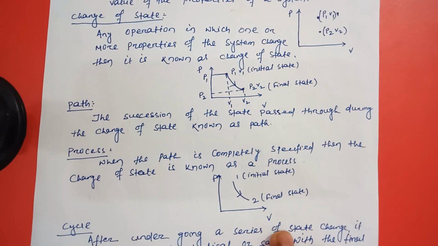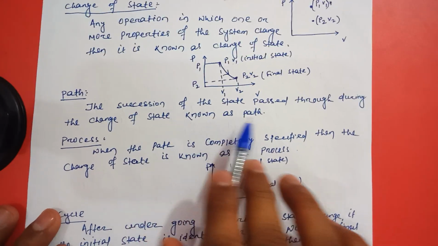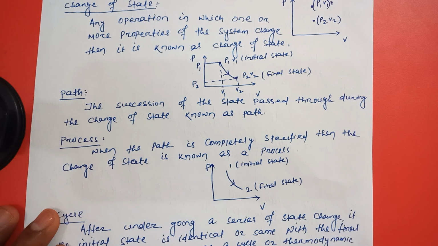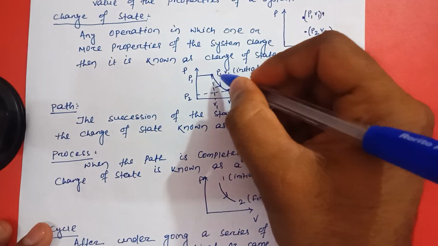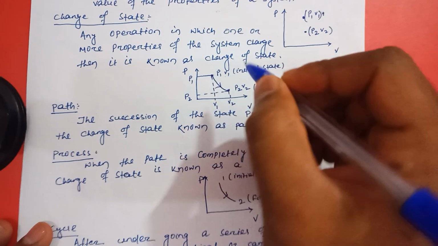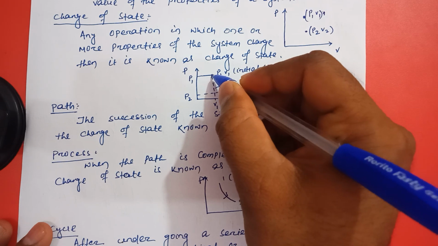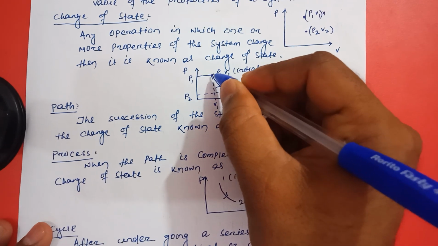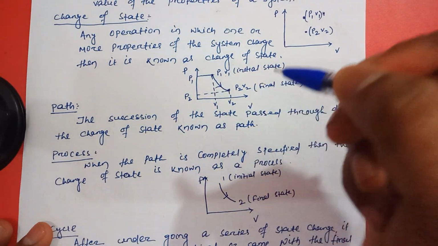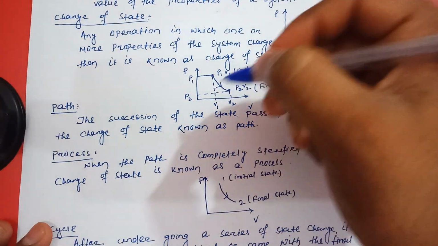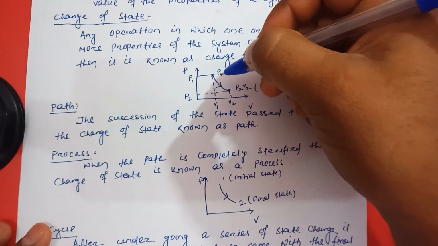Then what is path? The succession of states passed through during the change of state. When the initial state is P1 V1 and the final state is P2 V2, the succession of states is this line. The succession of states passed through during the change of state is the path.